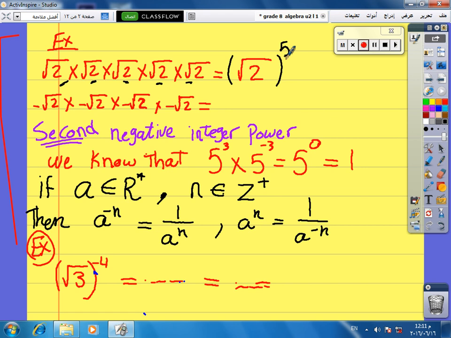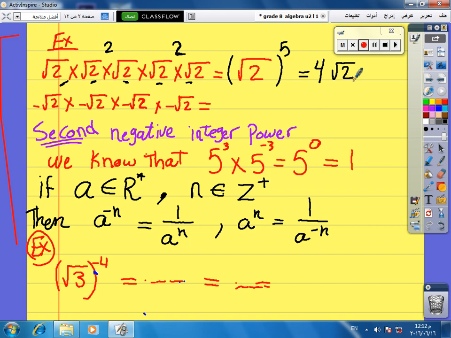How can I simplify it? Let's see. We have studied before that square root 2 times square root 2, that's in your first term, makes 2. Second, square root 2 times square root 2 is another 2 here. So 2 times 2 equals 4. The left here is square root 2, so I will write it.